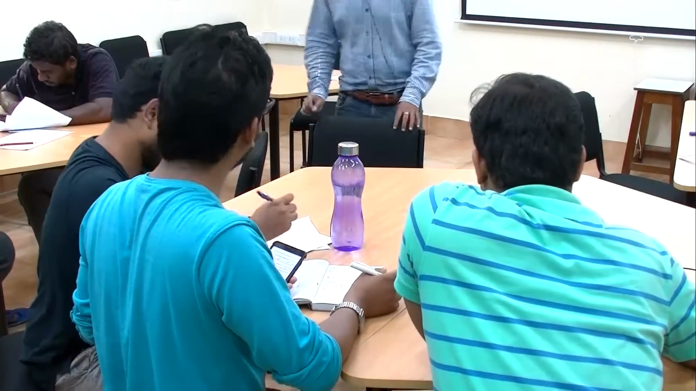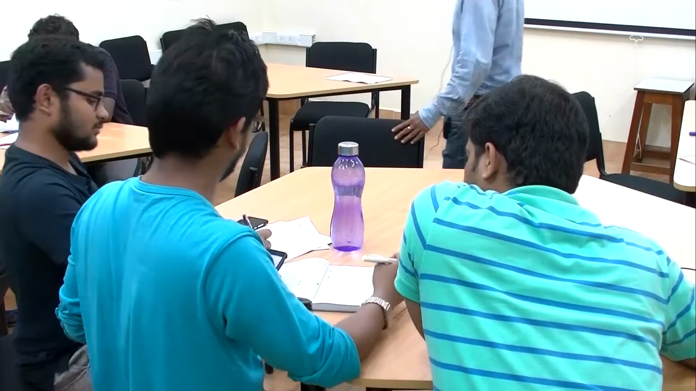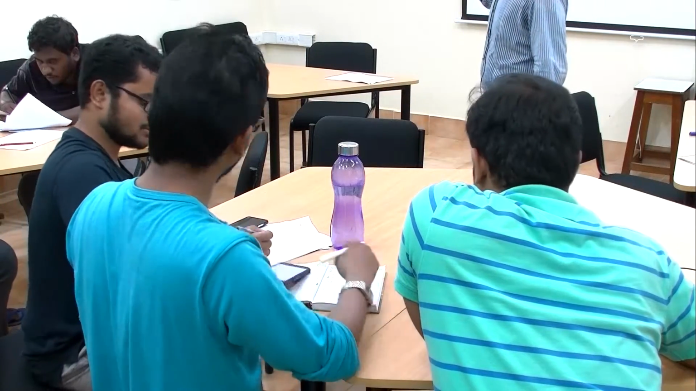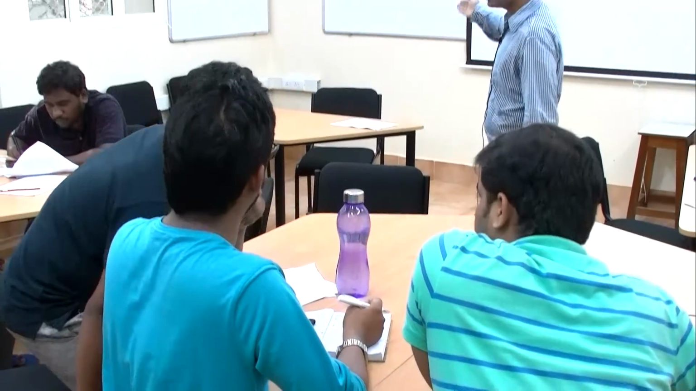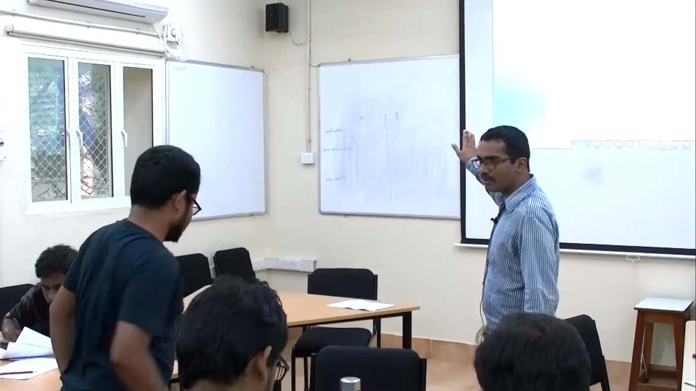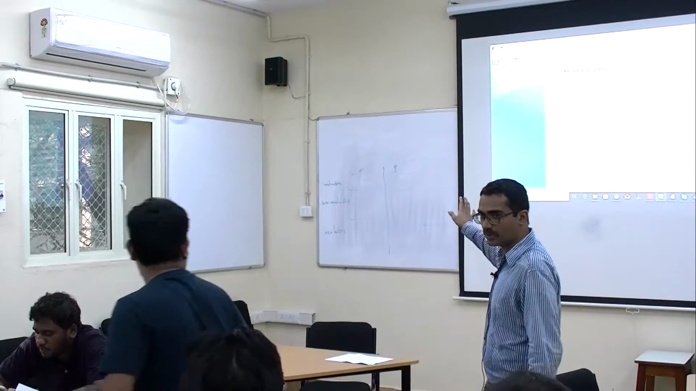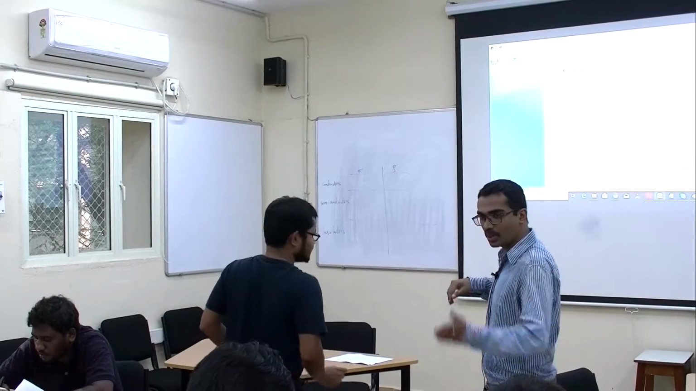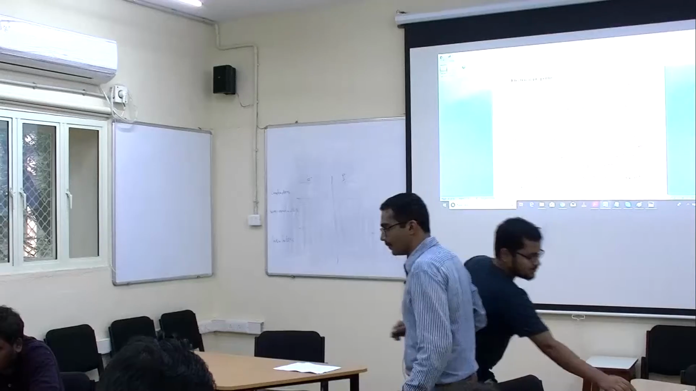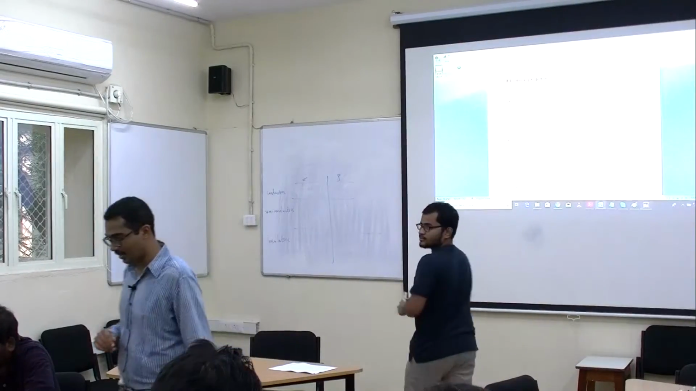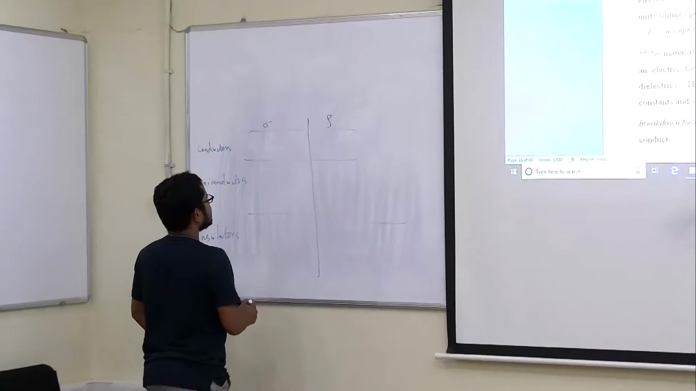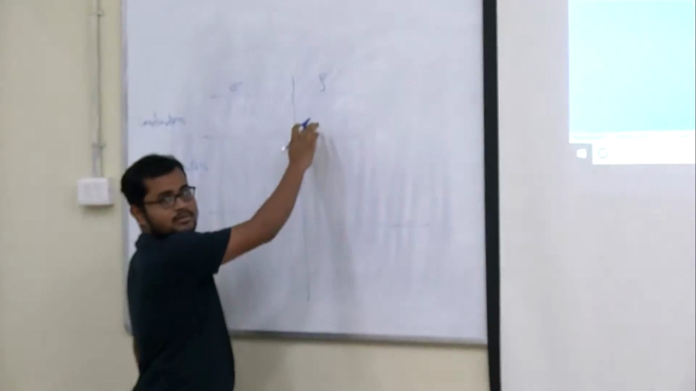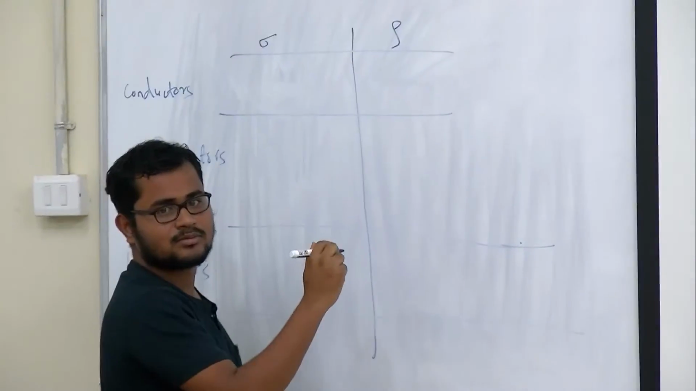So you have some numbers. So Bodhi, now you can go to the board and start filling that table. So sigma, rho, conductors, semiconductors, insulators, just give the ballpark windows of numbers. So you can ask your friends here and let's see what they have to say. So start with conductors.